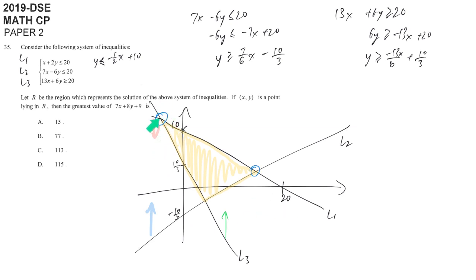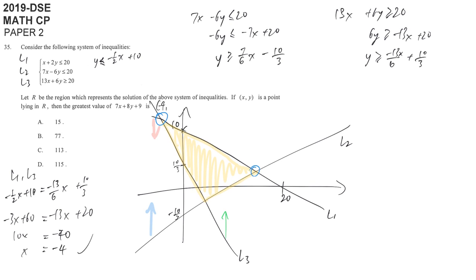To find out this point, we are going to solve the simultaneous equation of L1 and L3 here. Negative 1 over 2 x plus 10 is equal to negative 13 over 6 x plus 10 over 3. So all times 6. So we know x is equal to negative 4, and then y is equal to 2 plus 12. So this is 12. We get 1 point.